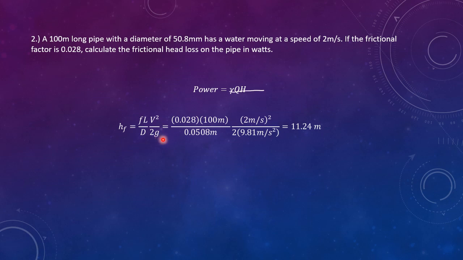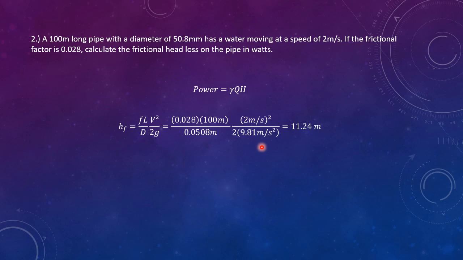Now, substituting the values given in the problem, the friction factor is 0.028, the length is 100 meters, the diameter is 0.0508 meter, the velocity squared is 2 meters per second squared, and g is 9.81 meters per square second.